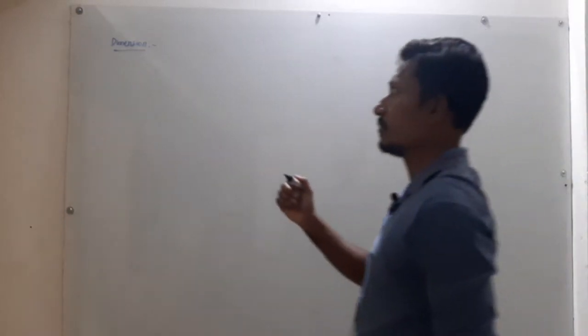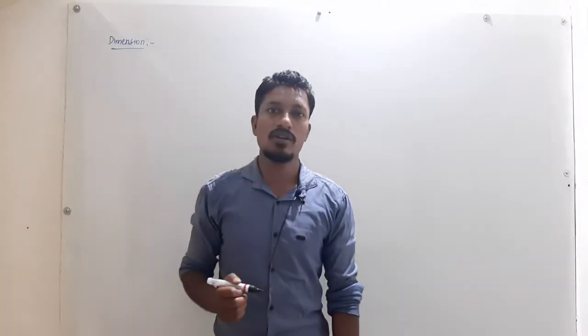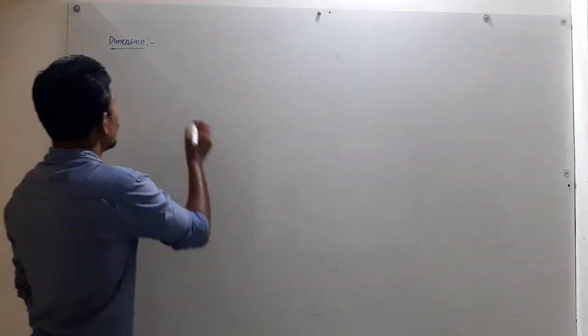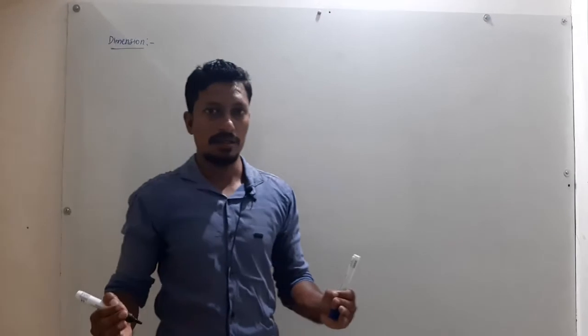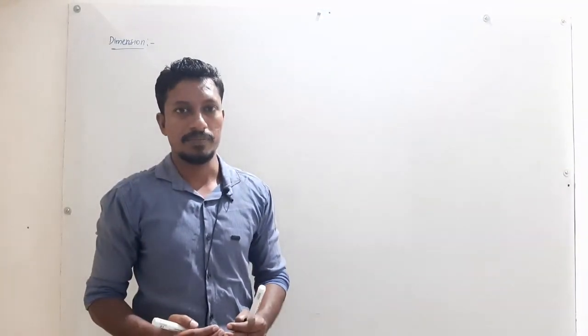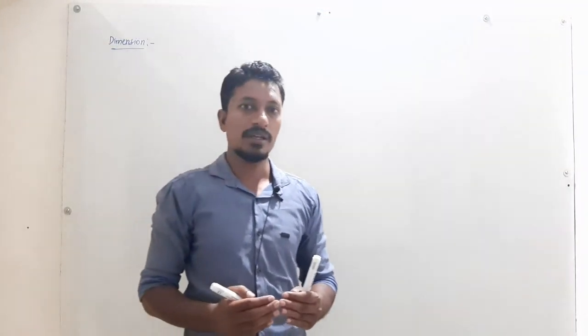Next part, it is dimension. What is the meaning of dimension? Dimension means ghat, akar, miti, that is the akarman, okay?